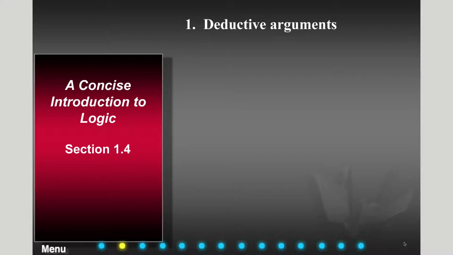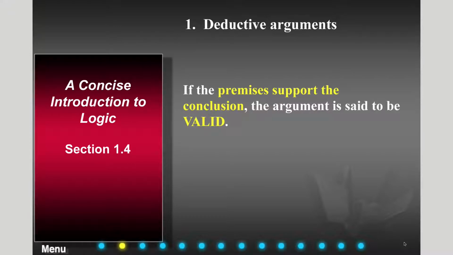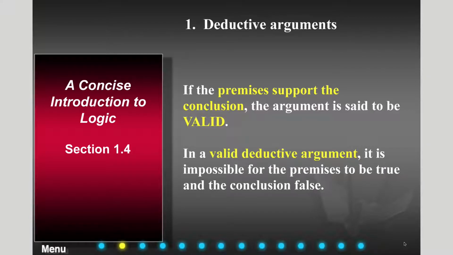So in deductive arguments, if the premises support the conclusion, the argument is said to be valid. In a valid deductive argument, it is impossible for the premises to be true and the conclusion to be false. That is the key. If the premises are true, the conclusion must be true. That's what we're asking when we're talking about valid deductive arguments. We're not asking whether the argument is sound yet. A sound argument will be a valid argument that actually has true premises. Right now we're saying, if the premises are true, does it necessarily support the conclusion?